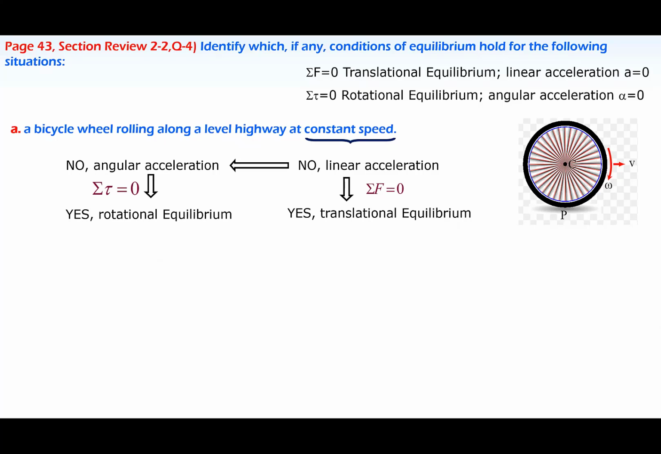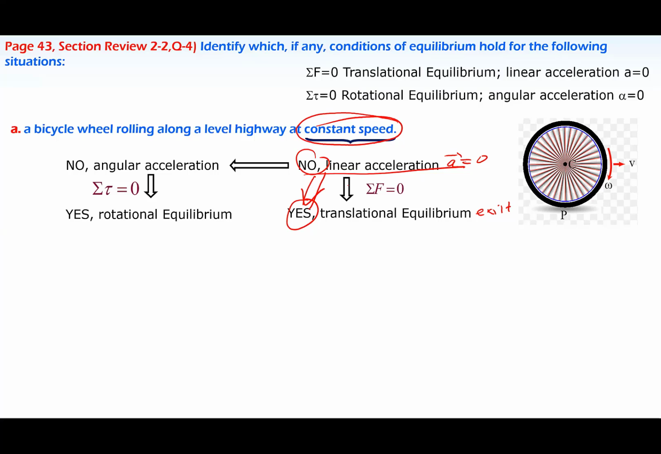A bicycle wheel rolling along a level highway at constant speed. Keyword, constant speed. Speed is constant. So if speed is constant, which means there is no acceleration. There is no linear acceleration. A is 0. If linear acceleration is 0, in this case, translational equilibrium exists. So, no linear acceleration, yes, translational equilibrium.